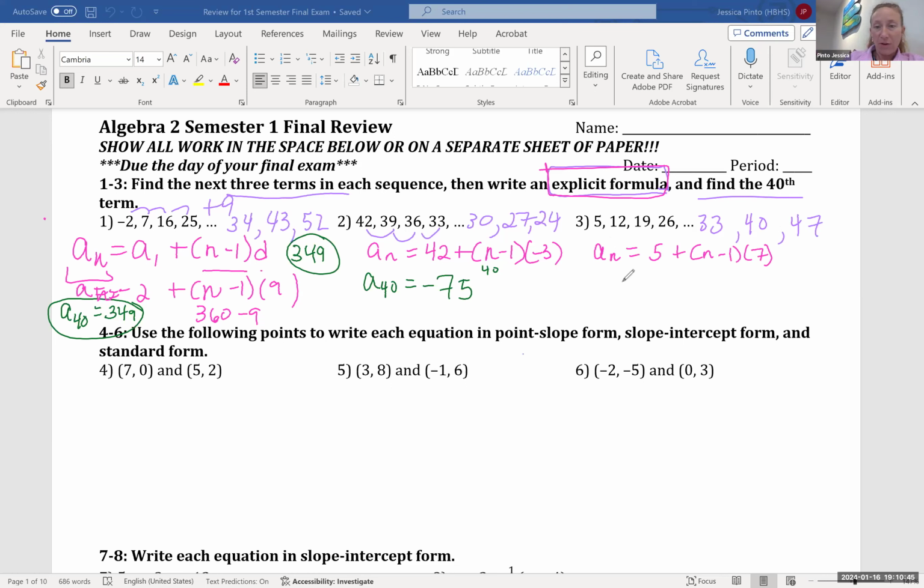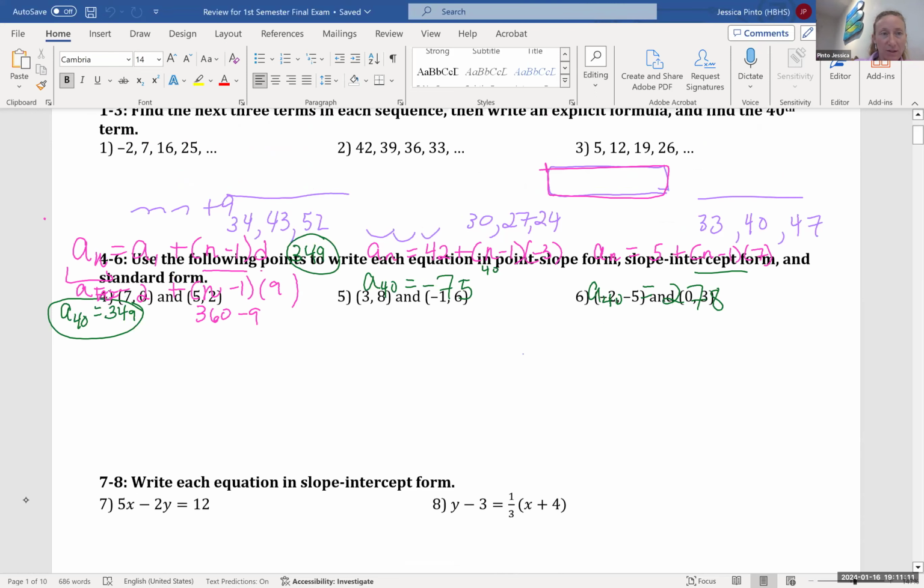And then to find a_40, I'm going to use my calculator. I'm going to start here and do 39 times 7. So 39 times 7, it says that's 273. I'm going to add 5, and I'm getting 278. So good. Okay, so then for the next set of problems, we're doing totally different work.